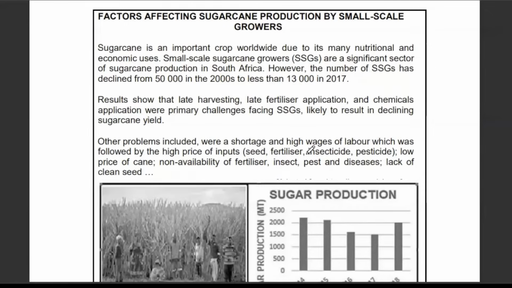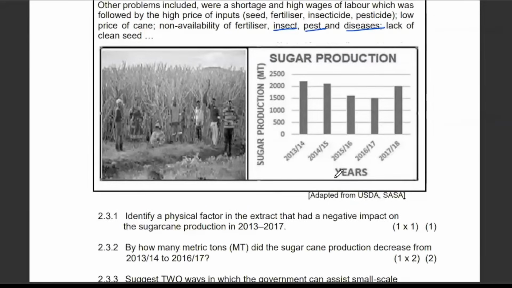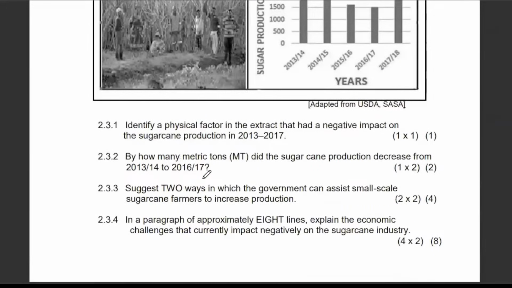Insects are natural. Pests are natural. And diseases are natural. Lack of clean seed, those ones are economic. So if we check, we only want things which are natural or which are physical because our question is specifically asking on physical challenges. So the insect, the pest, and the diseases are the ones which are natural. So any one of those.